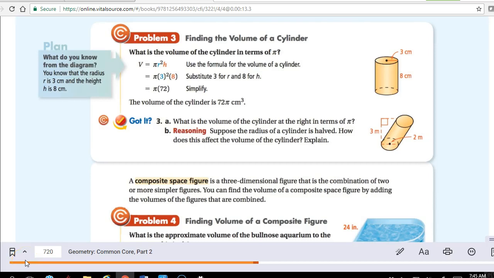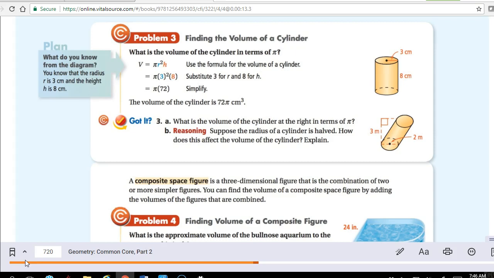Let's look at problem number 3, found on page 720 of your textbook. Again, this is in lesson 11.4 on volumes of prisms and cylinders. We're going to specifically look at the volume of a cylinder this time.